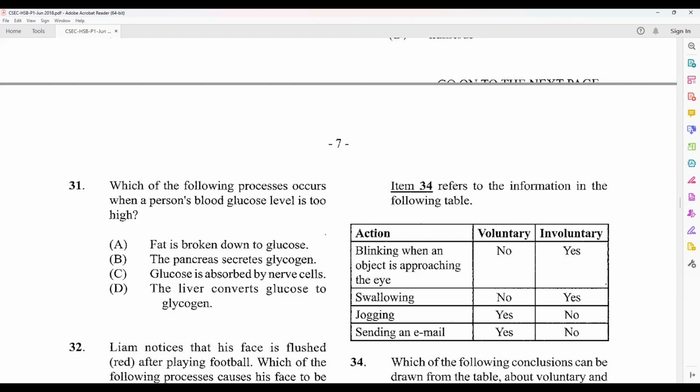So, question 31. Which of the following processes occurs when a person's blood glucose level is too high? The liver converts glucose to glycogen. That's how you remove glucose from your blood. And this is done by a hormone known as insulin, which comes from the pancreas.